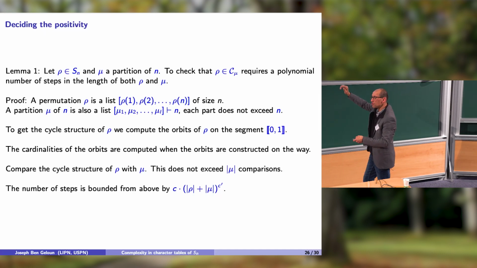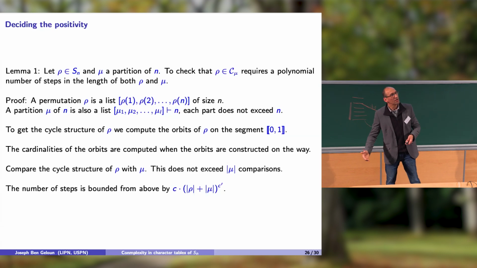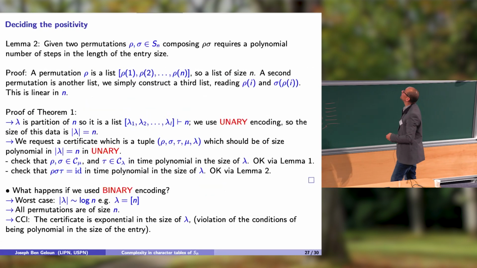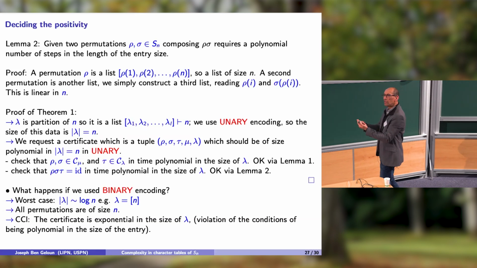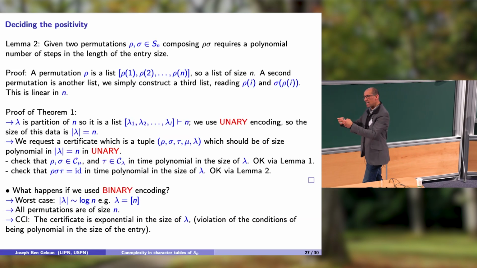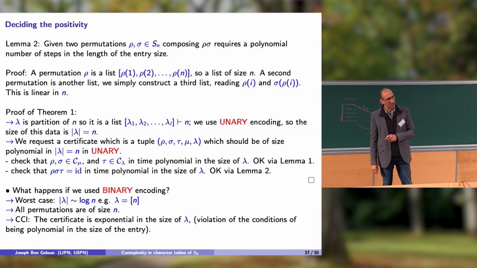So lemma 1 will ensure you that checking that permutations belong to a conjugacy class is feasible. You have to compute the cycle type of the permutation, and this is just computing an orbit, which is doable in polynomial time. And the second lemma shows you that composing two permutations is, again, linear in the size of your permutation, which is n. And this is again polynomial, and you are safe.